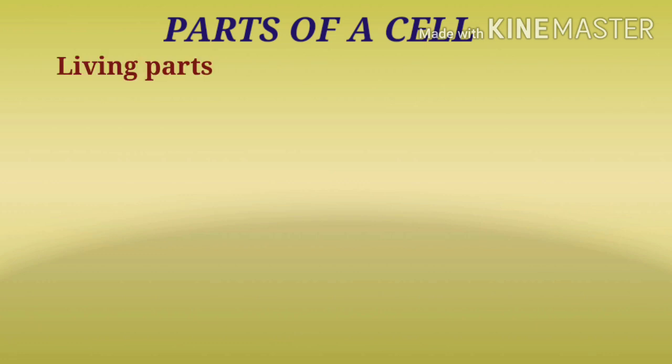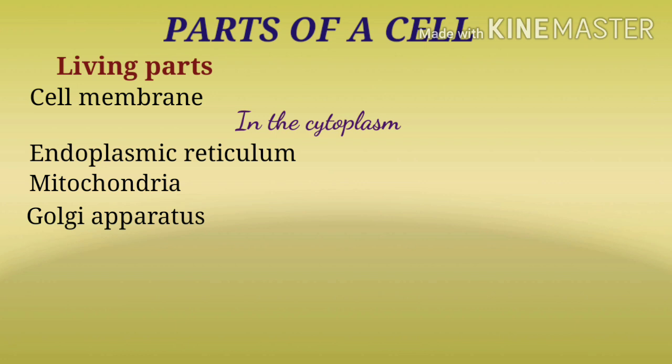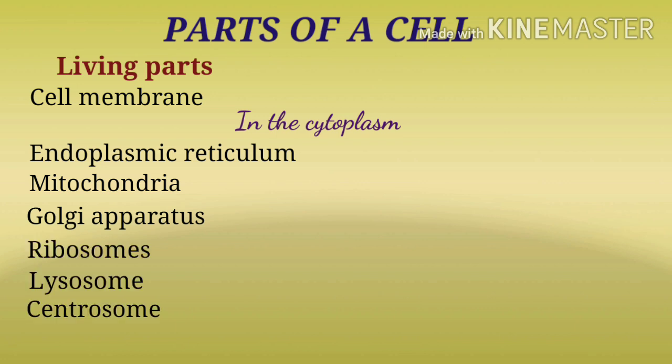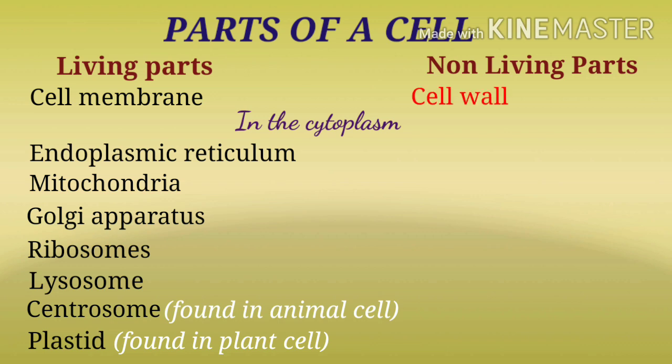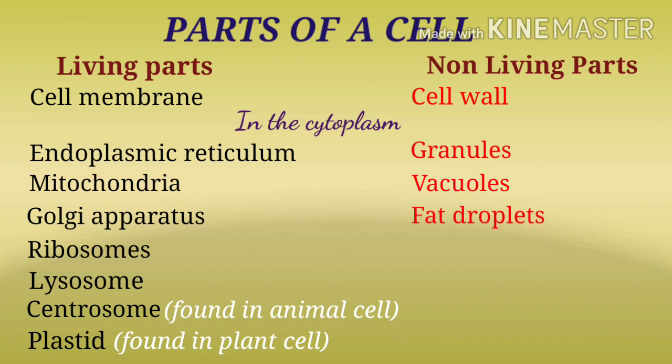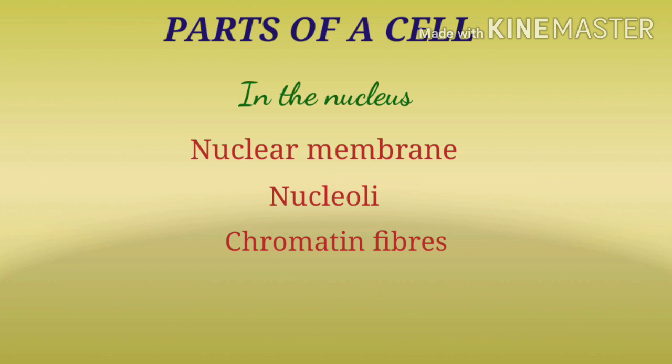The living parts are the cell membrane. The cell organelles present in the cytoplasm are endoplasmic reticulum, mitochondria, Golgi apparatus, ribosomes, lysosomes, centrosomes which are found only in animal cells, and plastids which are found only in plant cells. The non-living parts include the cell wall, which is found only in plant cells, and in the cytoplasm, granules, vacuoles, and fat droplets. The parts of the nucleus are the nuclear membrane, the nucleoli, and the chromatin fibers.